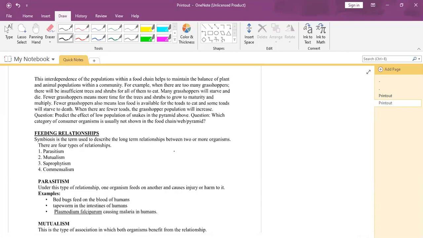All right, then the question I just asked is what I have here. Predict the effect of a low population of snakes in the pyramid above. And a question like, which category of consumer organisms is usually not shown in the food chain or food web or food pyramid? And we give the answer as the decomposers, right? So that's a summary of all that I've just discussed.